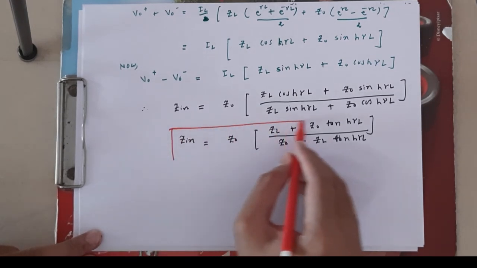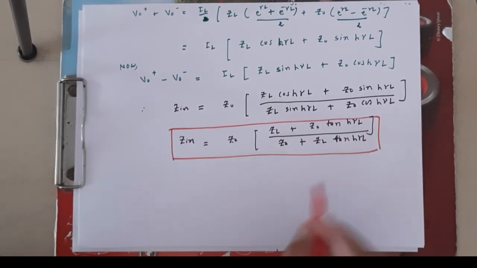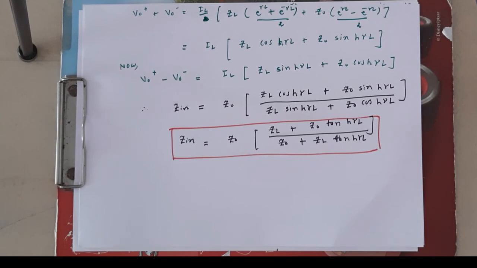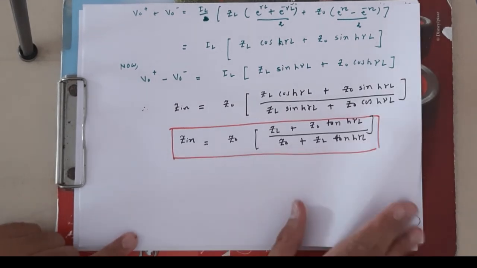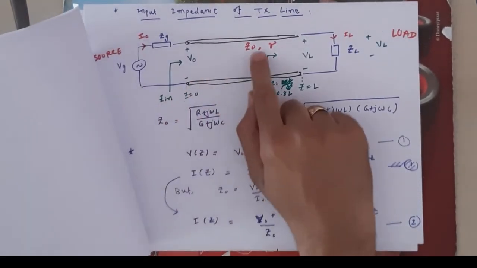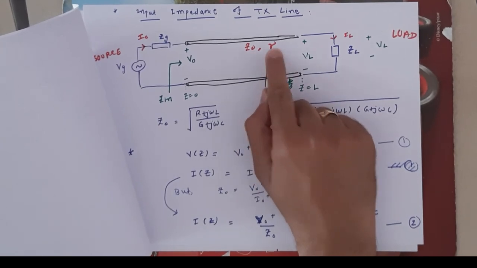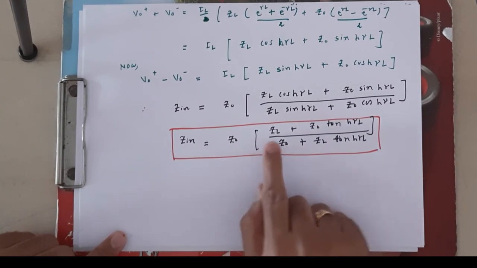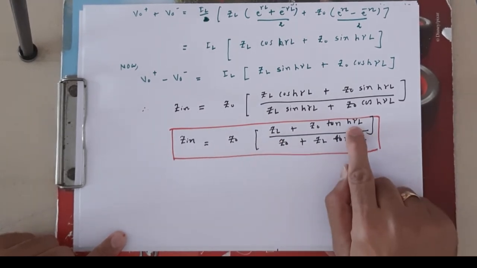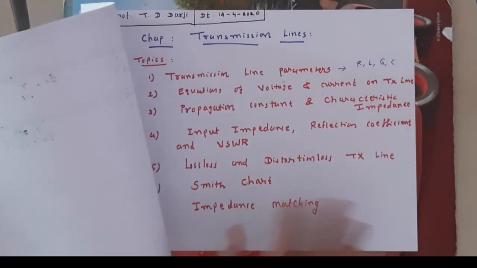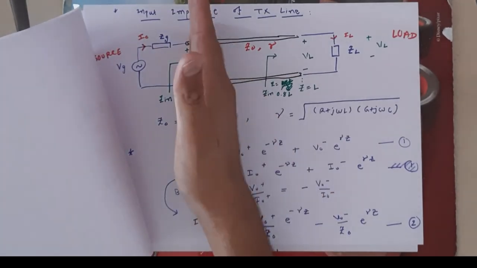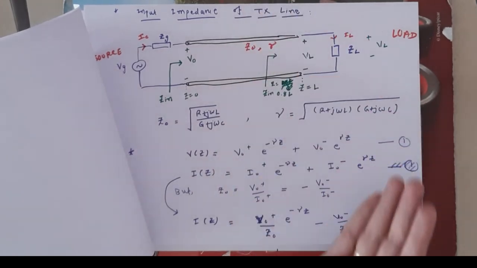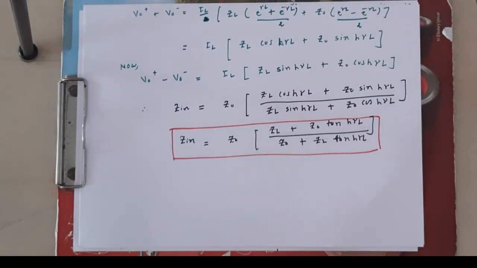So as I said earlier, the input impedance depends on what? The input impedance depends on Z0, it depends on gamma, and it depends on ZL also. So you can measure the input impedance at each and every point on the transmission line. Your answer is different at each and every point on the transmission line.